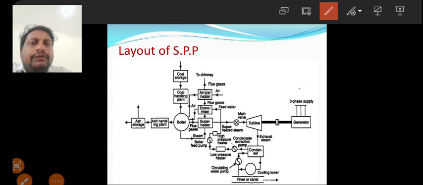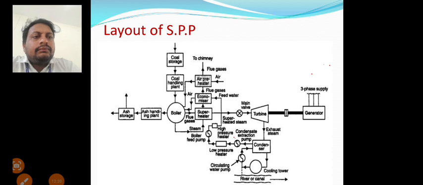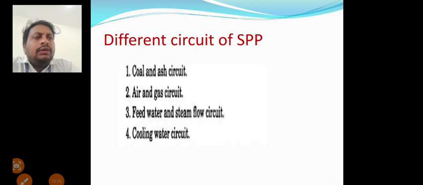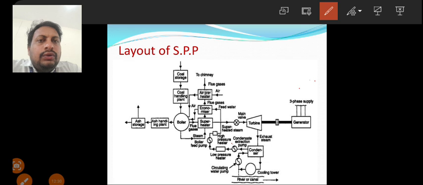So one more step in the layout of the steam power plant. Here we have the cooling water circuit. Fourth one is the cooling water circuit.